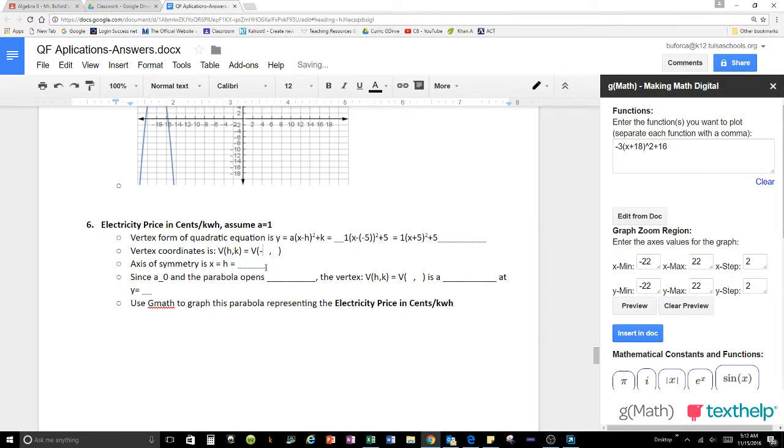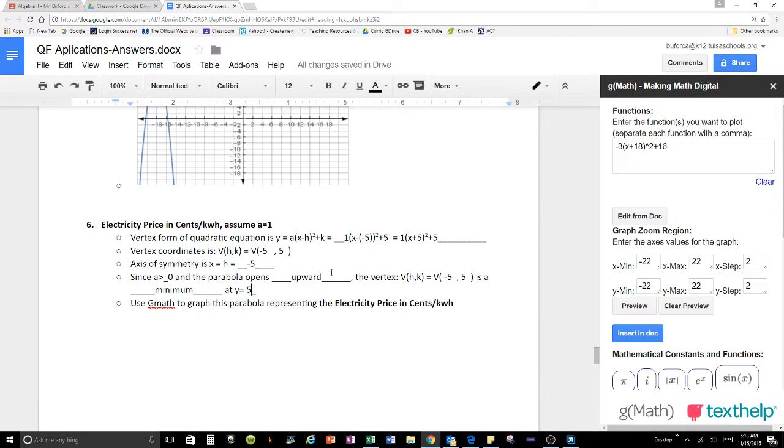Vertex is at minus 5, 5. The axis of symmetry is at minus 5. Since a is greater than 0, the parabola opens upward, and the vertex hk at minus 5, 5 is a minimum at y equals 5.